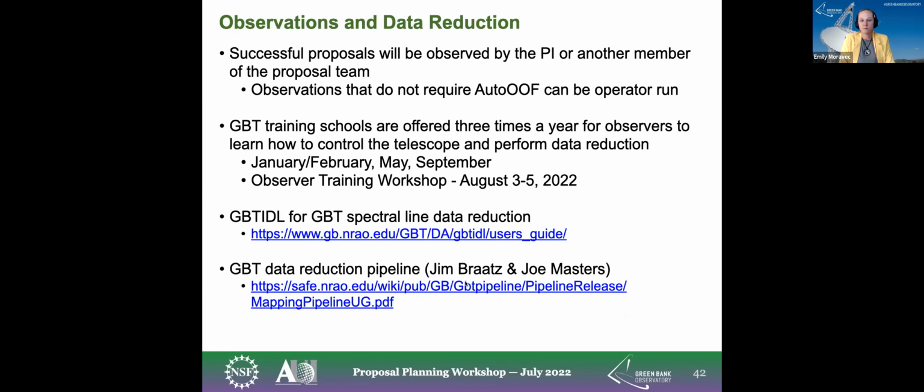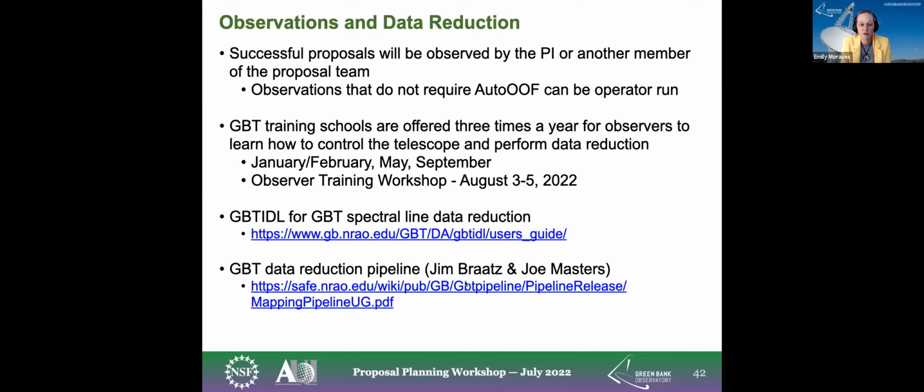And okay, let's say you get time on the GBT. Yay, exciting. Your successful proposals will be observed by either the PI or another member of the proposal team. There are a couple of different options. First of all, you'll need to send someone to the observer training workshop to be able to observe remotely. It would be great if you could send several, so there isn't always just one observer.